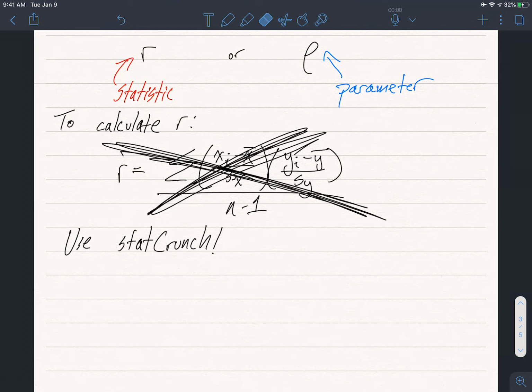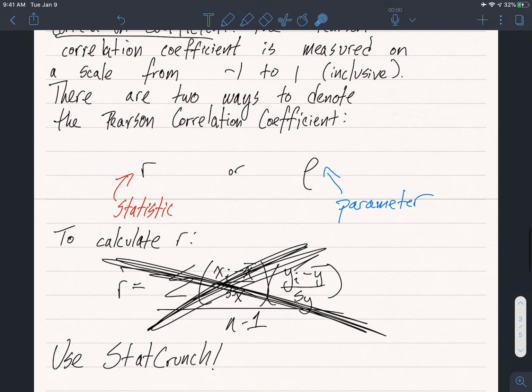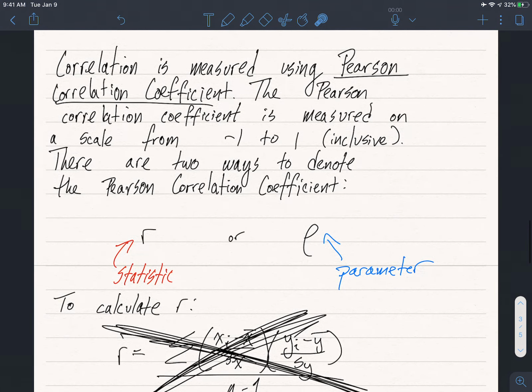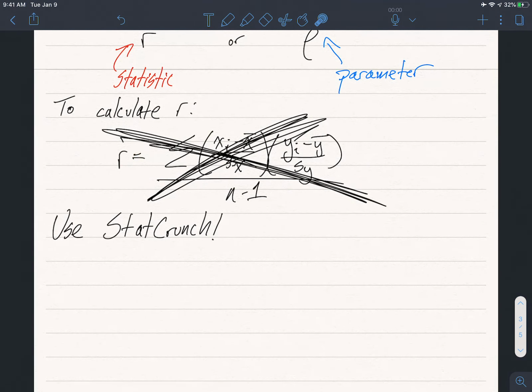And like I said, I'm going to continue lecturing first and not get into the actual how to use StatCrunch just yet. I'll save that for the end after we learn a little bit more. But to calculate R, you can either use this nasty formula that I've already scratched out, or you can use StatCrunch to calculate it for you. I strongly recommend using StatCrunch. But if you want to calculate R on your own, you do that. All right, so R is the Pearson correlation coefficient. It measures if two things are correlated, and it measures it on a scale of -1 to 1. Here's the calculation. We're going to just use StatCrunch for it.